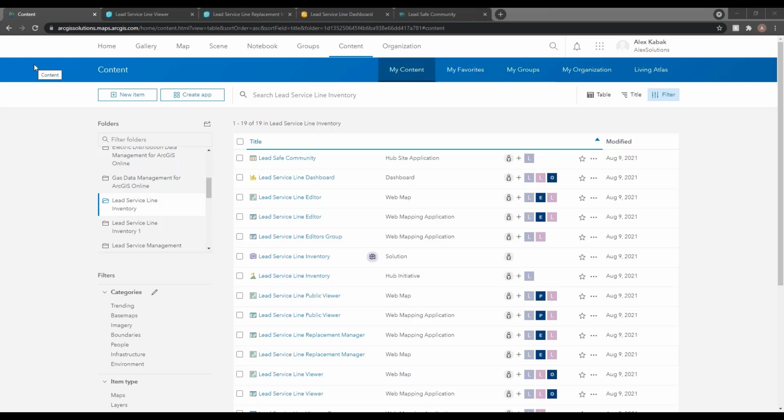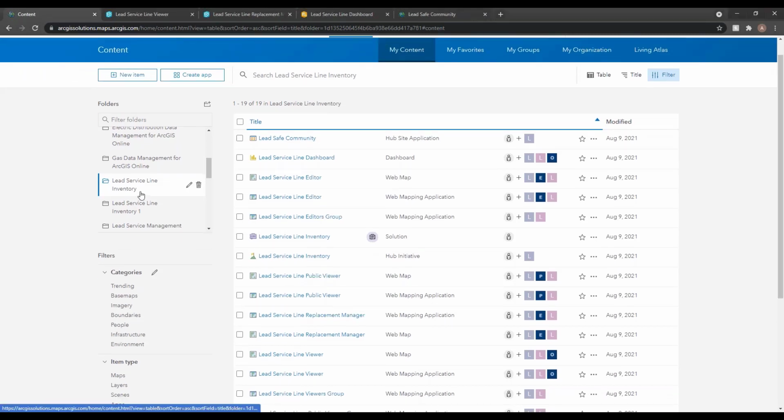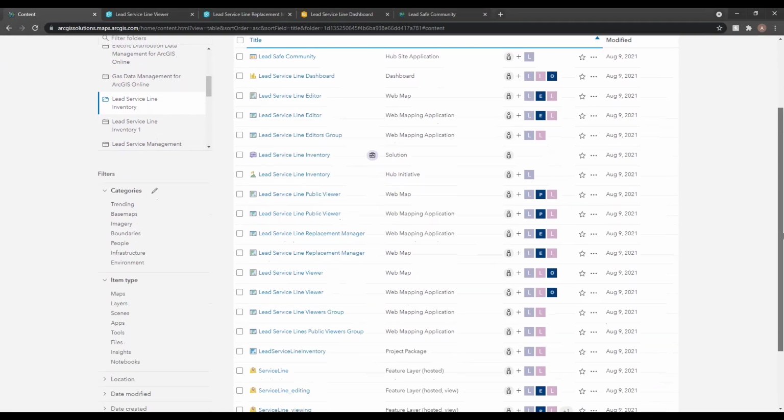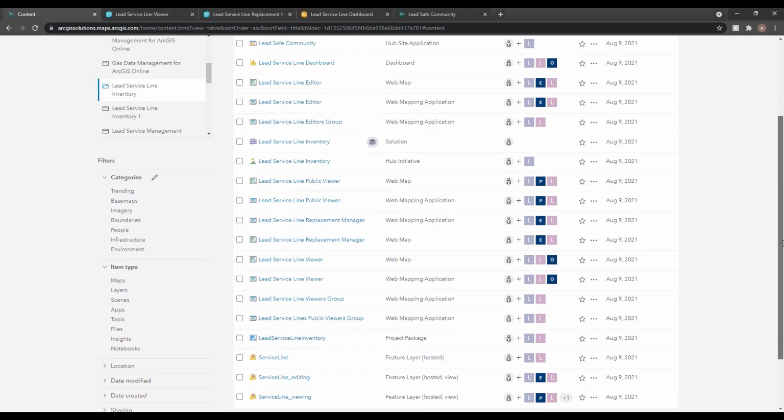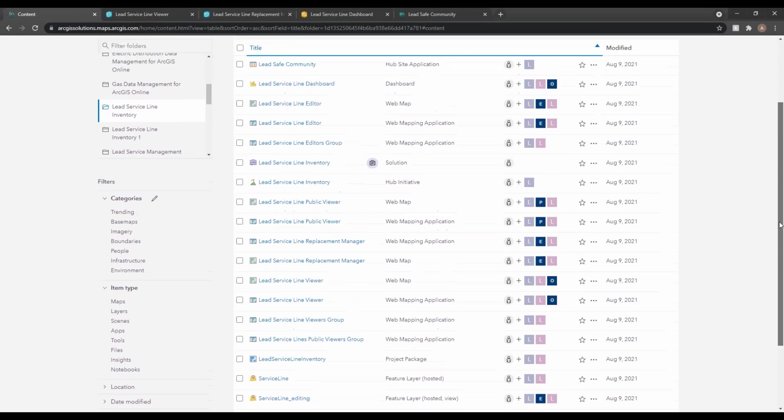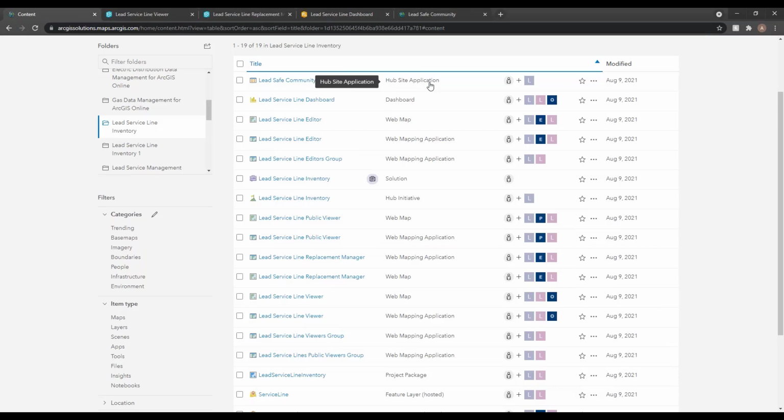So I'm going to cover, after the deployment of the solution, what you're going to see in your organization, and also I'm going to run through some of the apps to show how they work. So after deploying the solution, you're going to see these 19 items in a lead service line inventory folder in ArcGIS Online. So I can scroll down to show these. It's a combination of services, maps, apps, a dashboard, and also the hub site that Howard had mentioned.